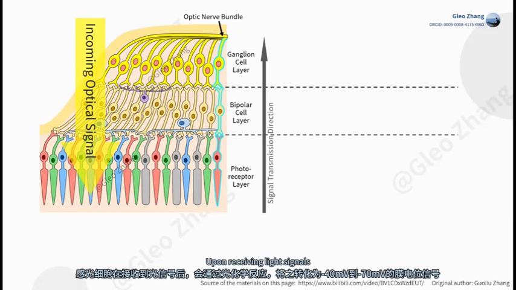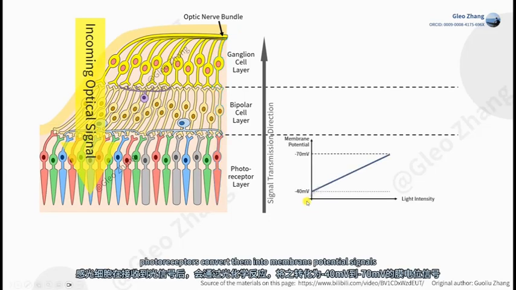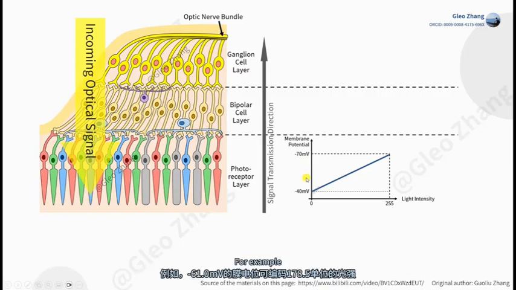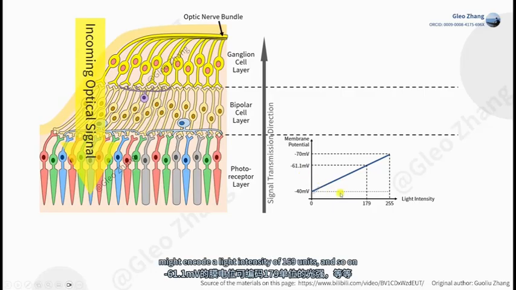Upon receiving light signals, photoreceptors convert them into membrane potential signals ranging from -40 mV to -70 mV through photochemical reactions. If we assign light intensity values on a scale of 0 to 255, we can simplistically describe the photoreceptor's function as encoding these 0 to 255 light intensity values using membrane potentials between -40 mV and -70 mV. For example, a membrane potential of -61.0 mV might encode a light intensity of 178.5 units. A membrane potential of -61.1 mV might encode a light intensity of 179 units, and so on.